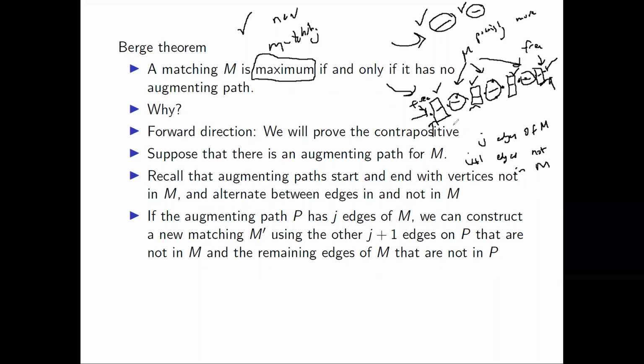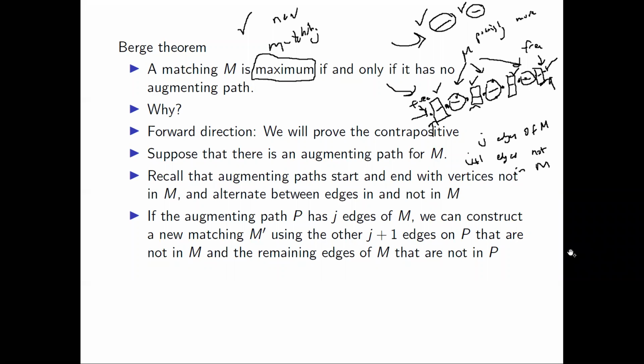And using all of these other vertices, so this vertex here, this one here, all these vertices that we're using in this new matching, we can also use them because they were only being used before by these edges in M that were on the augmenting path. And we got rid of those edges, so we won't have any edges in the new matching that have vertices in common.